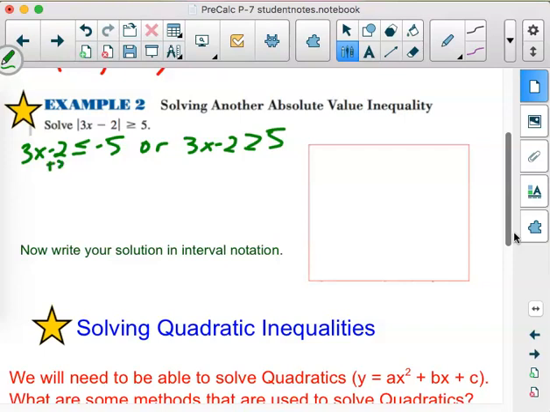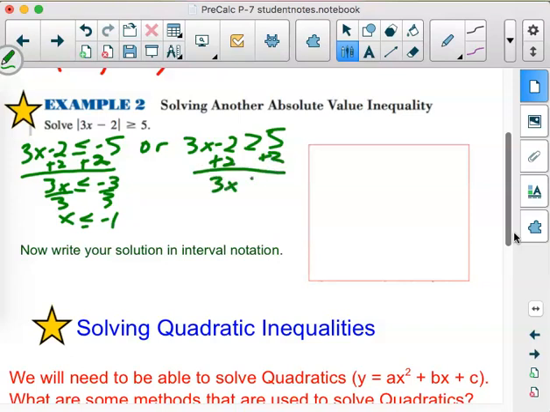So adding 2 to both sides. Dividing by 3. Adding 2 to both sides. And dividing by 3. And with inequalities, that little two-letter word of "or" was a really huge deal. But we want to think of this visually so that we can think of that number line for interval notation.